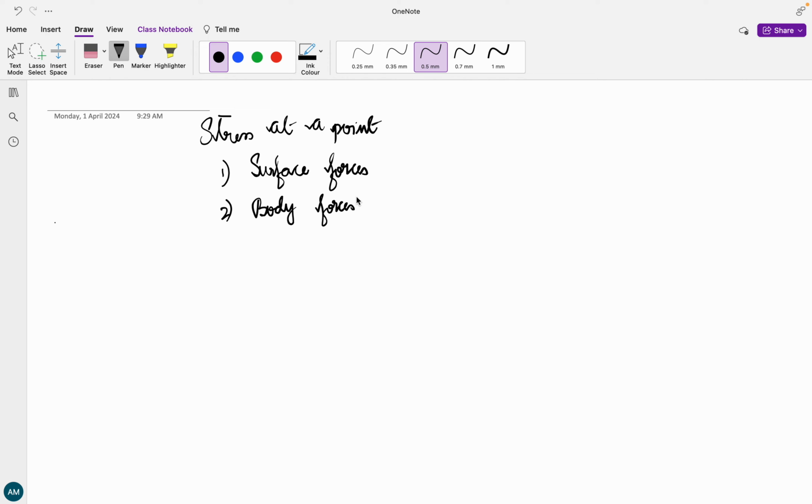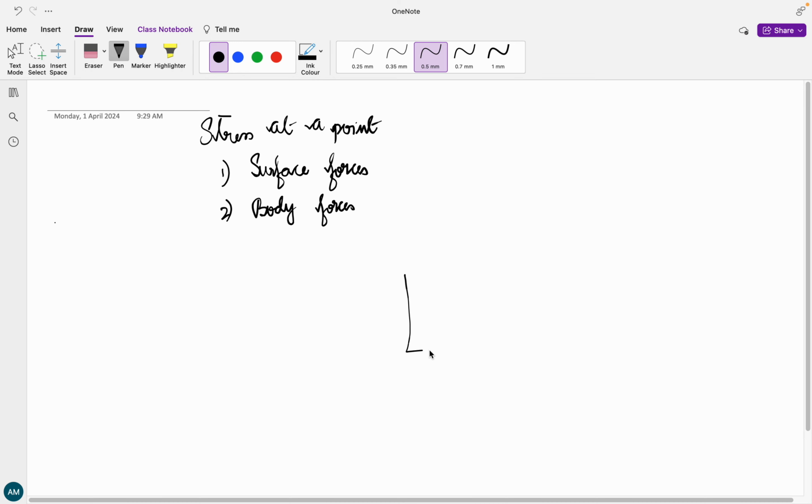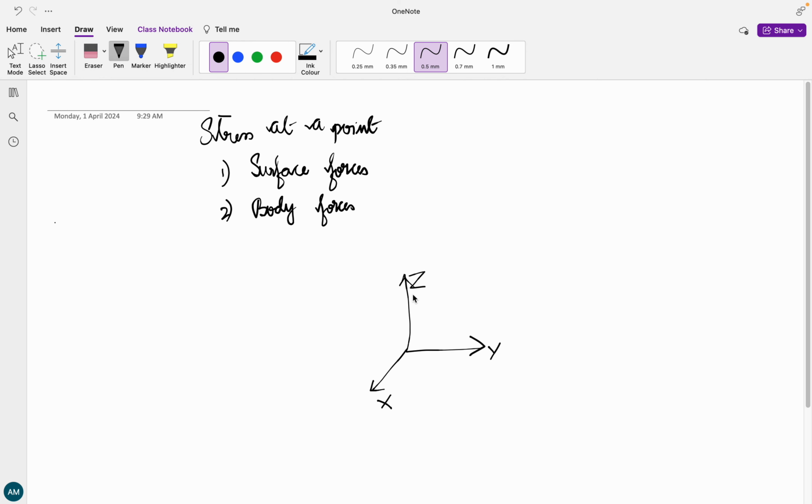The surface force acts on the boundaries of the body, and the body forces are distributed throughout the volume of the body. These applied forces are resisted by a system of stresses throughout the body. Alright, so the state of stress at any given point of a continuous body is determined entirely by the components of stress in three mutually perpendicular planes. So we talk about three mutually perpendicular planes. That is nothing but x, y, and z.